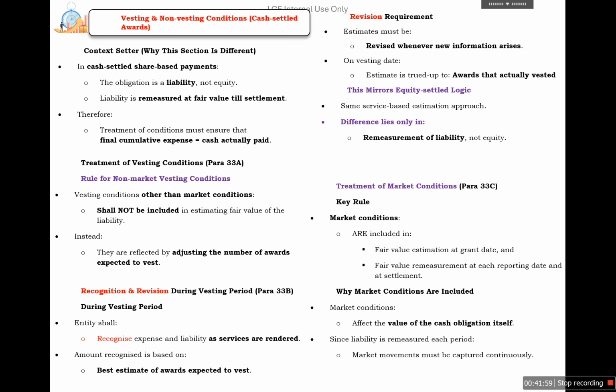For the treatment of market conditions, the key rule is that market conditions are included in the fair value estimation at the grant date and in the fair value remeasurement at each reporting date until settlement. And why are market conditions included? Because they affect the value of the cash obligation, and since the liability is remeasured each period, market movement must be captured continuously.